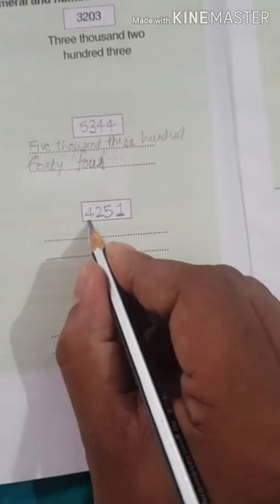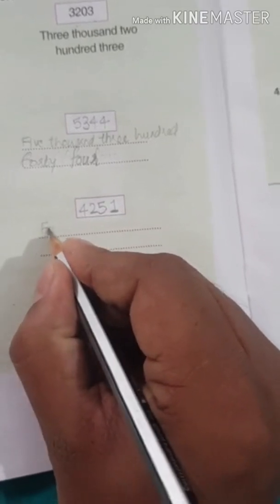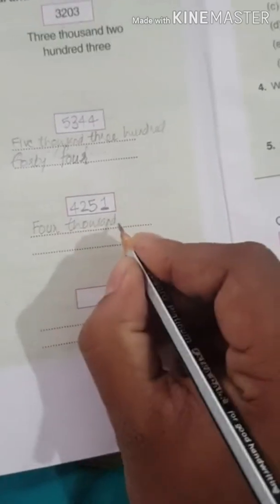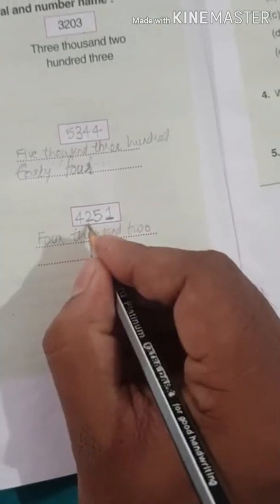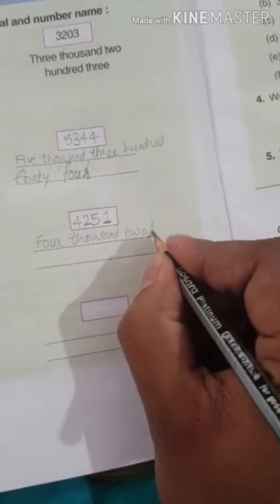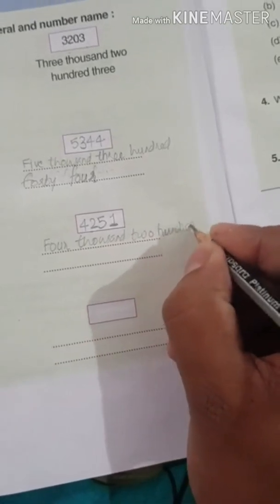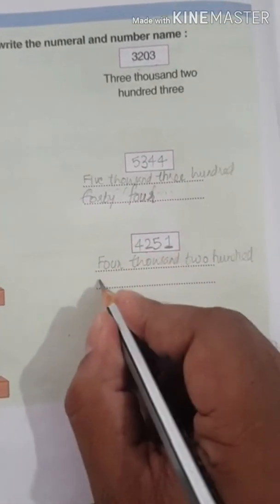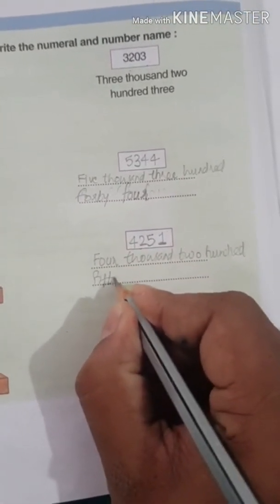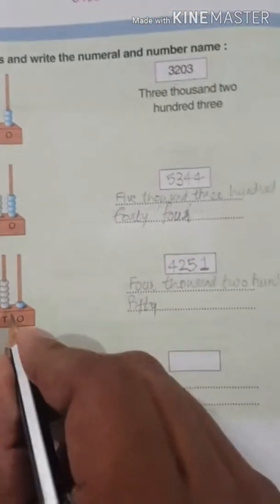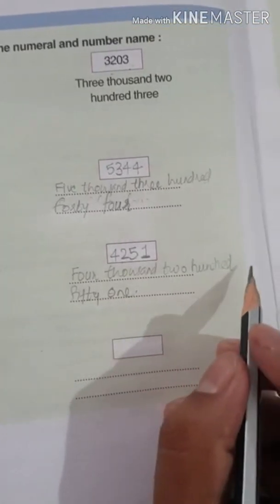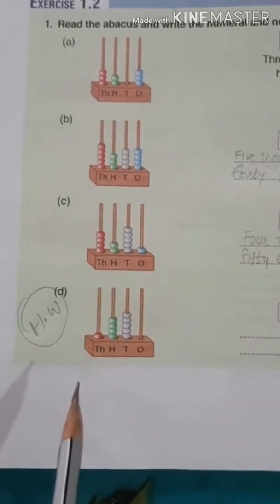So 4,000. 4,200. 5 is there, so 50. Okay, very good. 51. Okay, 4,251. Very good. Last one, this one is homework just to do.